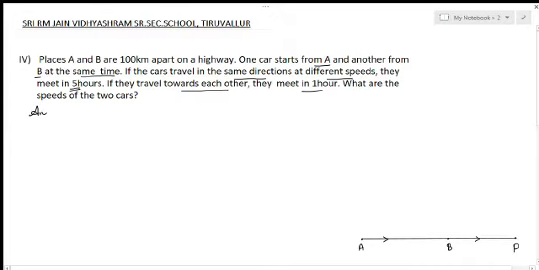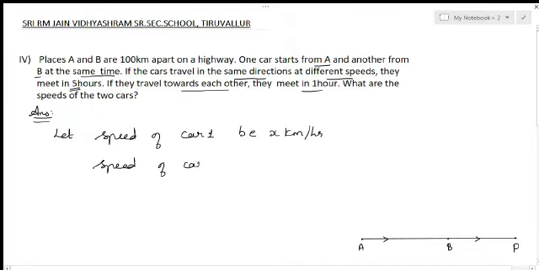So first let us consider the speed of the cars. Let the speed of car 1 be x kilometers per hour. Speed of car 2 be y kilometers per hour.